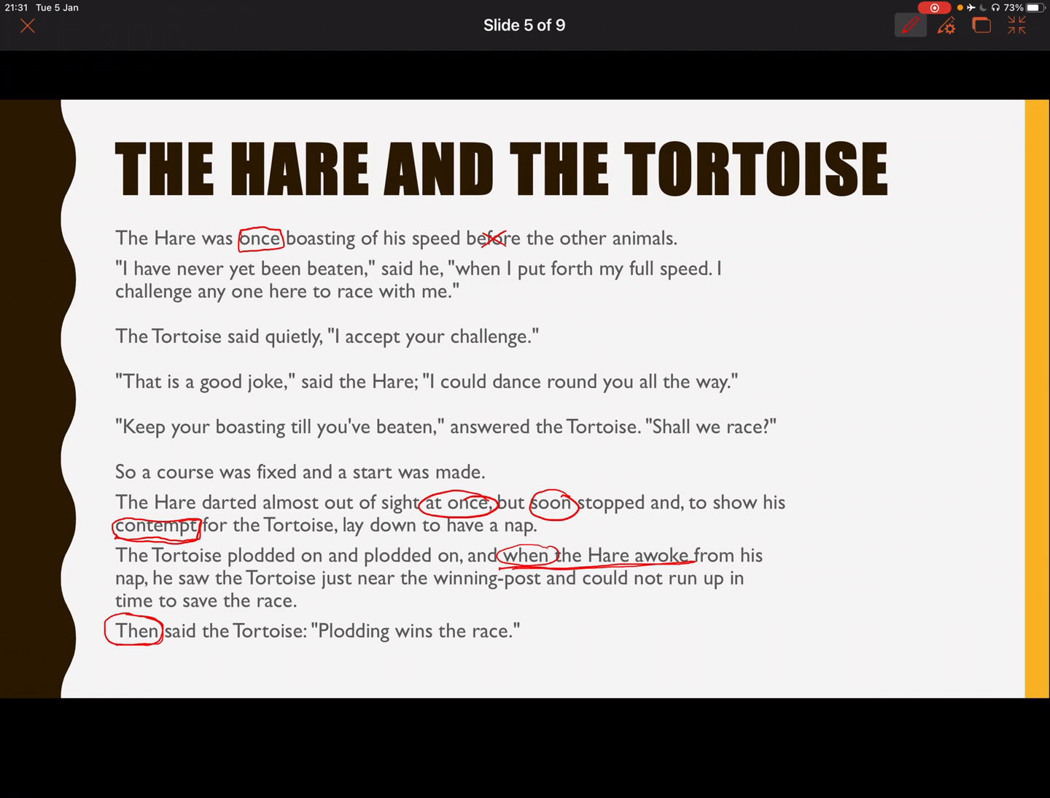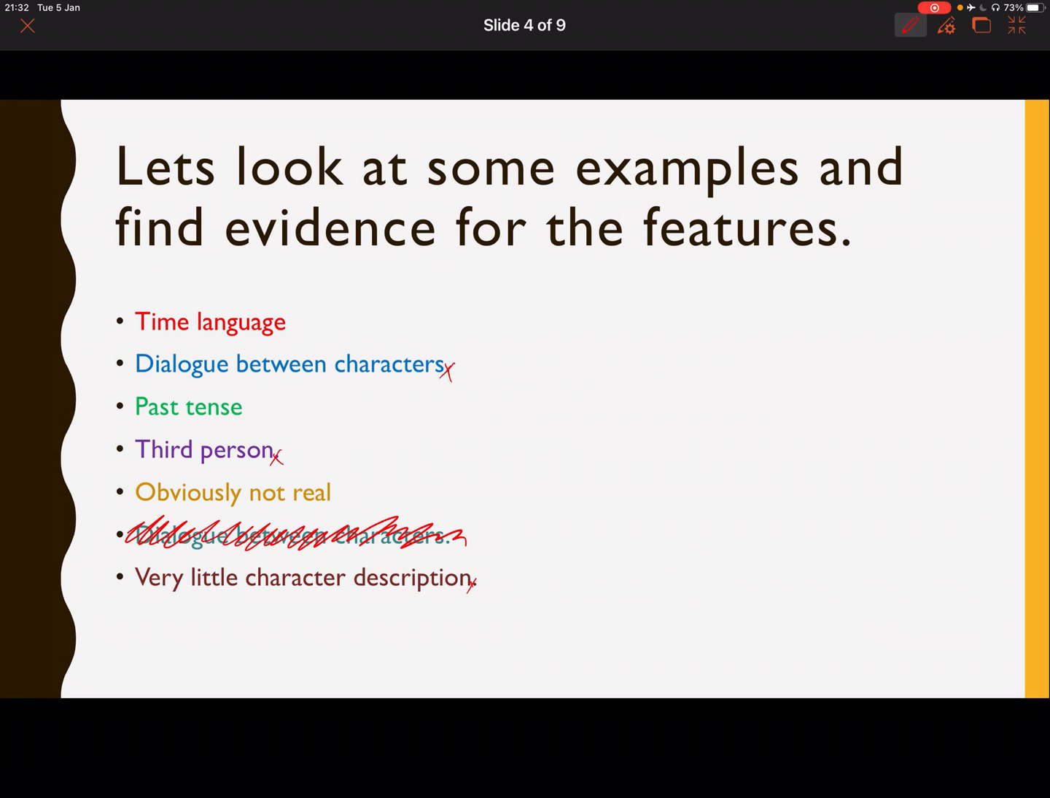I'm going to try and make sure that all work you're ever given doesn't need anything more than something to watch this video on, your home learning book, and a pencil. But if you've got other things and it makes it easier, you obviously can use them because we're not going to ignore stuff if it's there. So there's our first bit, time language. Done that one. Dialogue between characters.